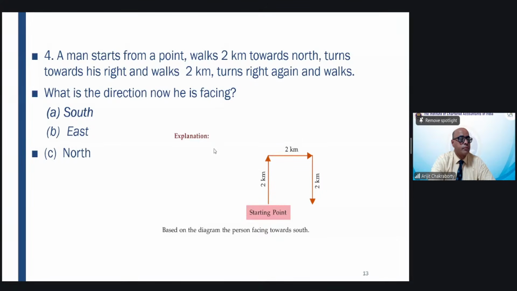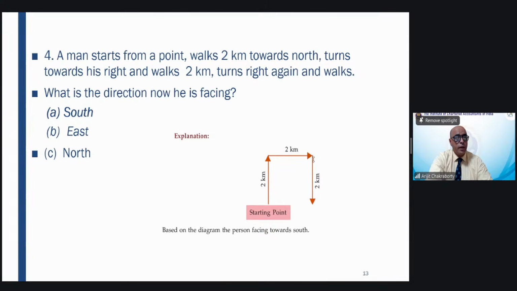Yes, so if you see again many of our friends are answering correctly. So you can see the starting point, say first you are going towards the north, upwards means north, fine, it is given. Now you are taking a right turn, so north moving up and then taking a right turn means you are now facing the eastern side.